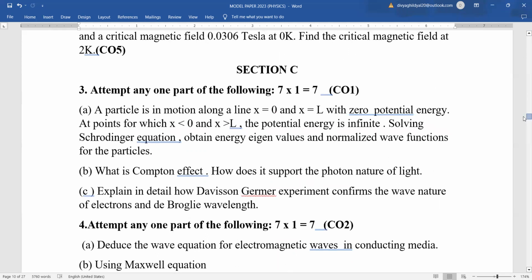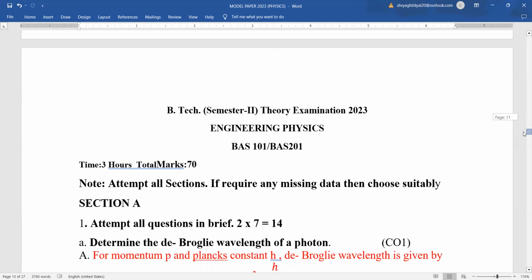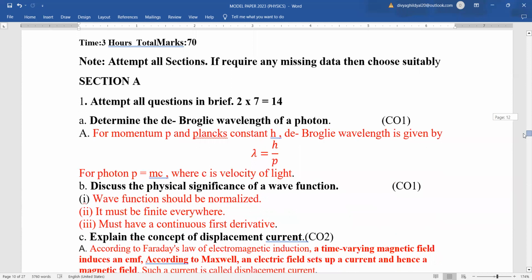So let me see. I think it is better if I start solving from section C. This will save my time and I can score more marks in the paper, because the paper is lengthy and I have to write the answers. Section A has just 2-mark questions.